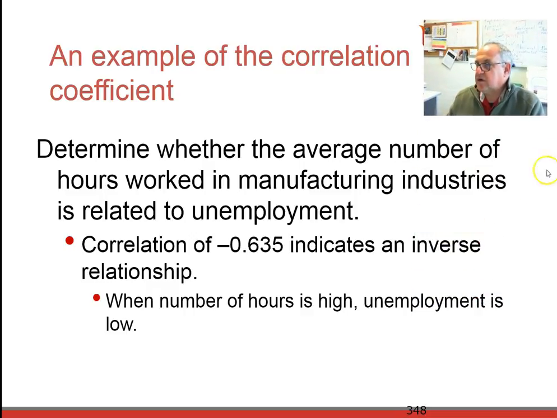Okay, as I said, you've got to get the right kind of question. So whether the average number of hours in manufacturing industries is related to unemployment. So this is a negative correlation. So when the numbers of hours are high, unemployment is low. In other words, we're at full employment. Okay.